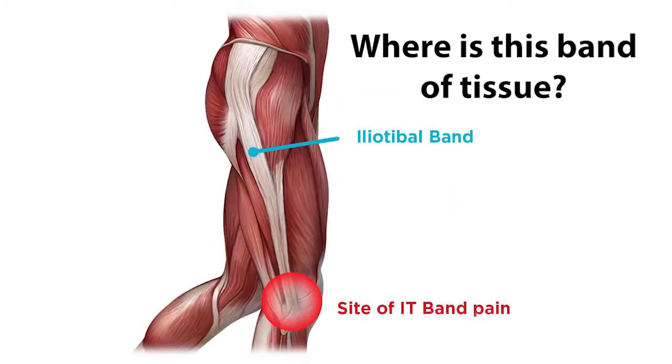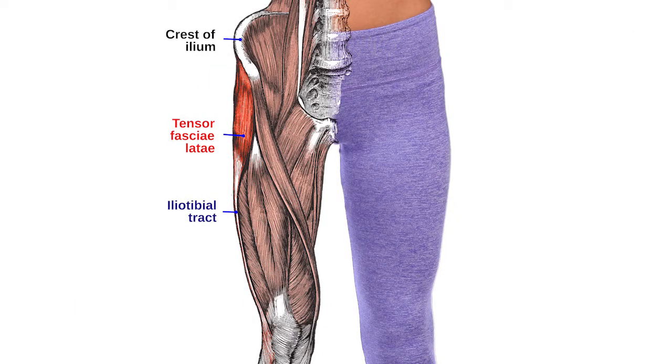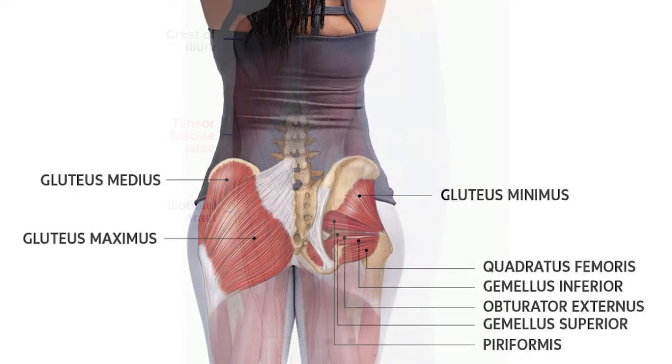The iliotibial band is a thick band of fascia that begins at the iliac crest in the pelvis and runs down the lateral or outside part of the thigh and crosses the knee to attach into the top part of the tibia or shin bone. It forms from the tensor fascia lata and two of the gluteal muscles, the gluteus medius and the gluteus minimus, and then stretches across the knee.